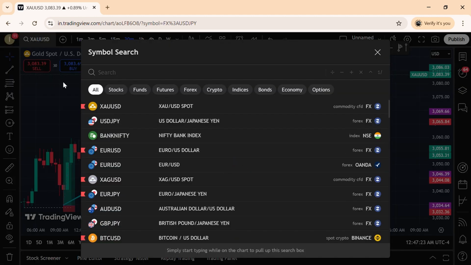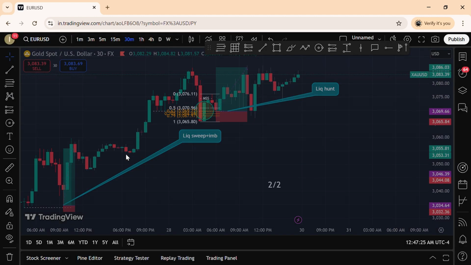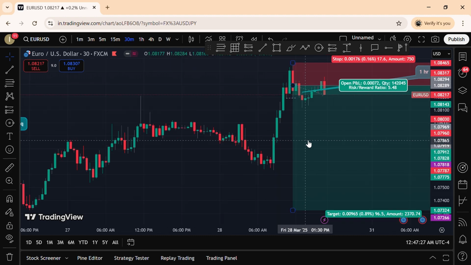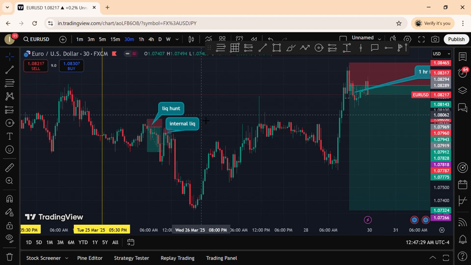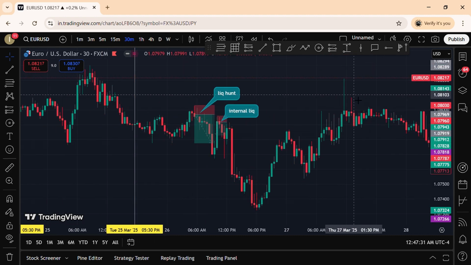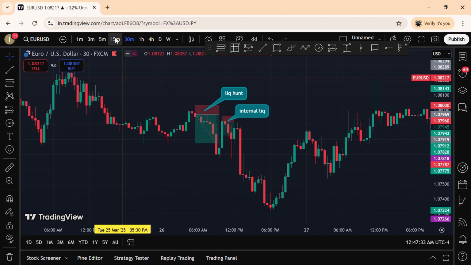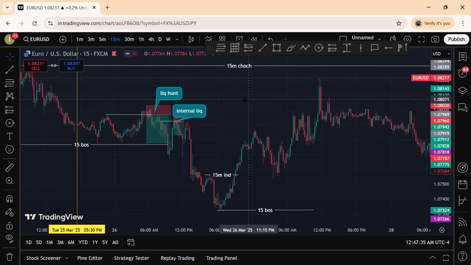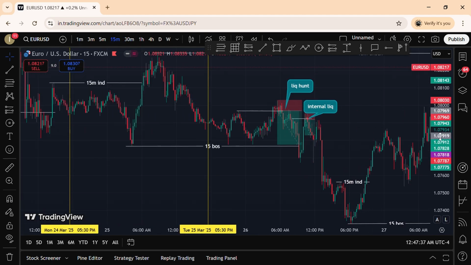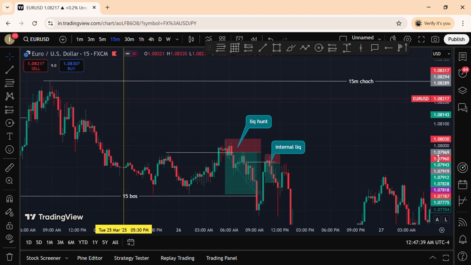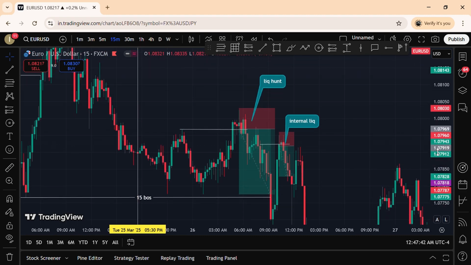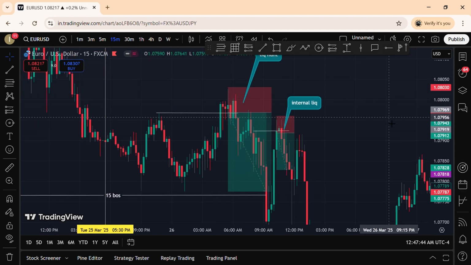Let me search Euro USD. I prefer FXCM charts. What you guys prefer, just let me know in the comment section. I know most of the traders use Oanda charts, but I prefer FXCM. So I took three trades in Euro USD. All three of them were based on liquidity. So now let's see how we enter into these trades.